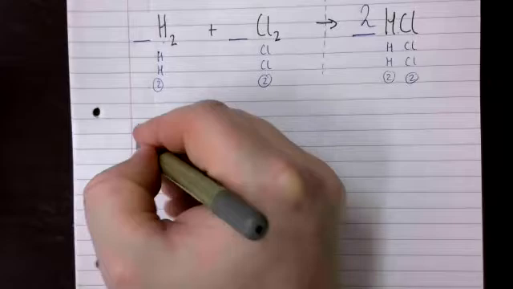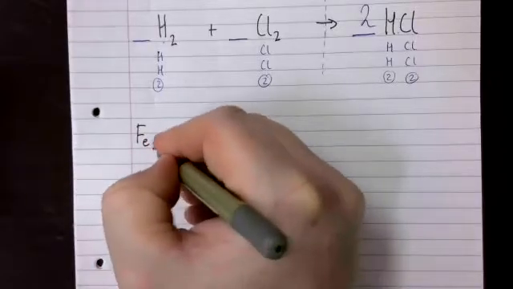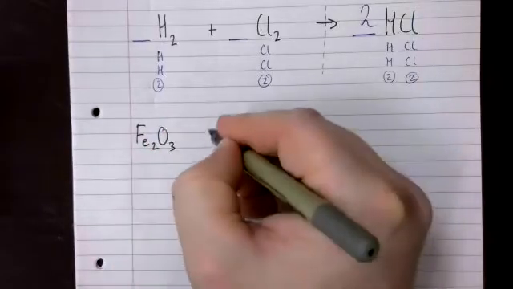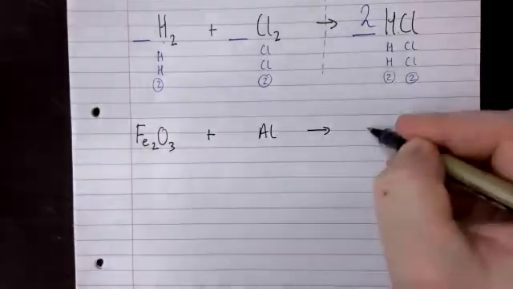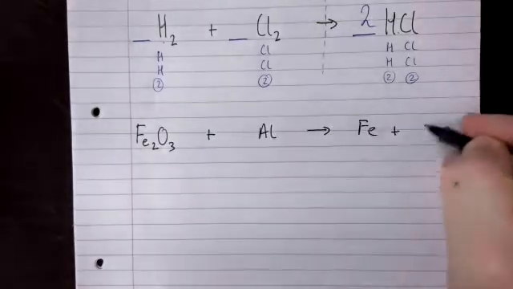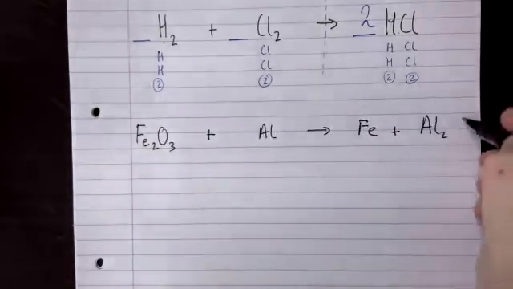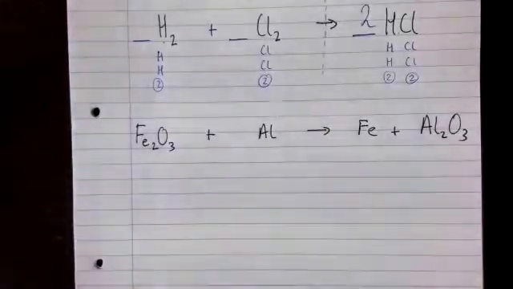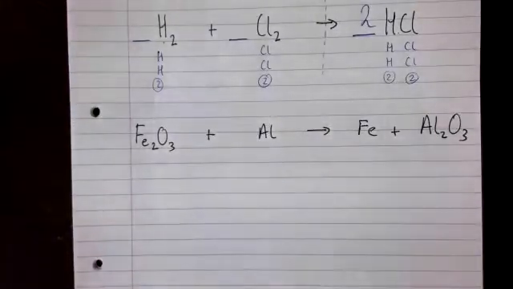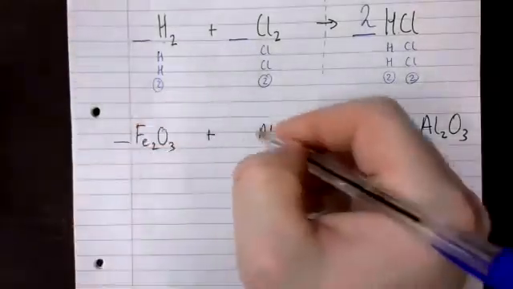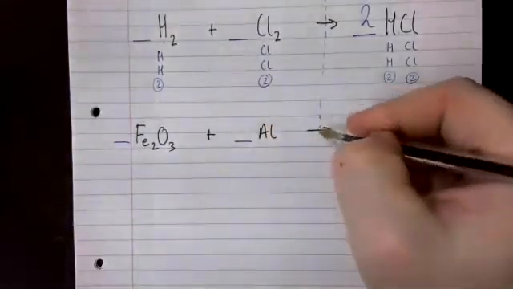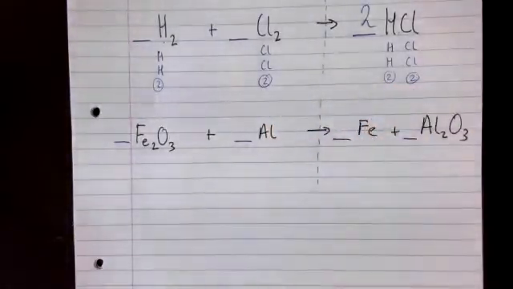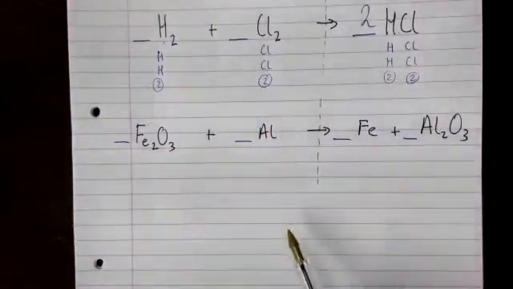So if we do Fe2O3 plus Al, and we're going to make Fe plus Al2O3. So first thing to remember is that we can only put numbers in front. So I'm just going to put a little line there. And we need to have a balance from one side of the arrow to the other. And I'm just going to make a start.